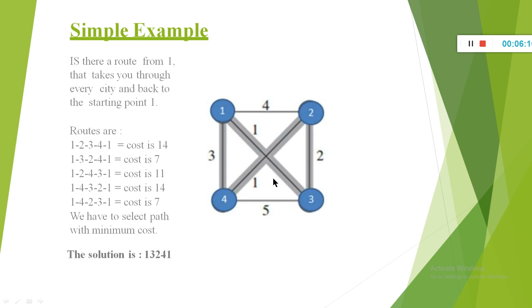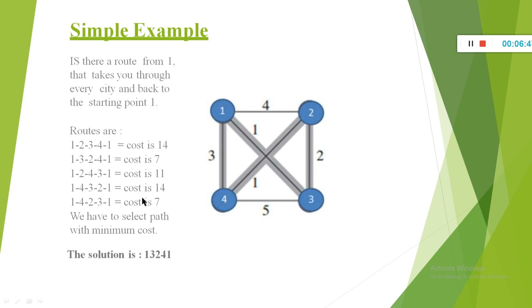Now, using this graph, we have to find out if there is a route from 1 that takes you through every city and back to the starting point, 1. There are many routes, for example, 1 2 3 4 1. Another route is 1 3 2 4 1, and another is 1 2 4 3 1, like this. There are different types of routes, but we have to select the route from source to source, visiting all the cities exactly once, with a minimum cost.